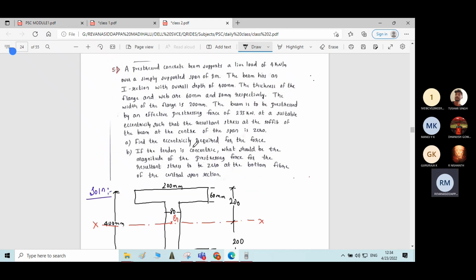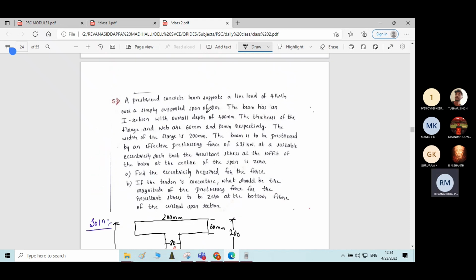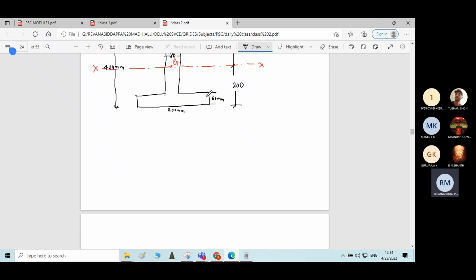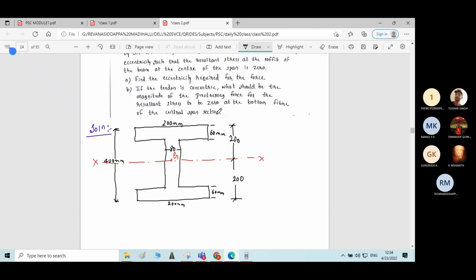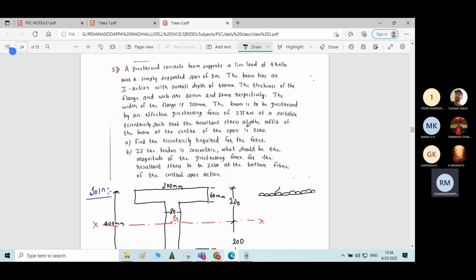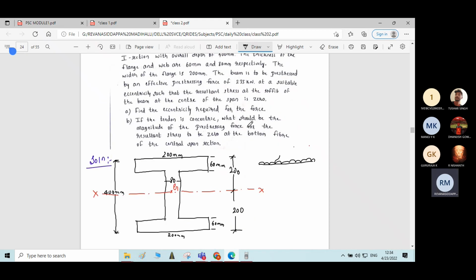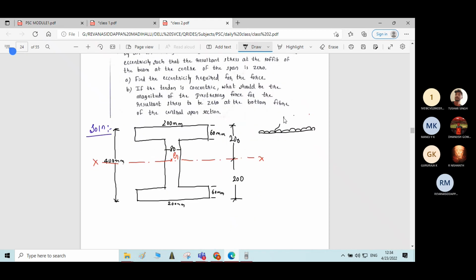It is a simply supported span of 8 meter. It is a simply supported beam. So in most of the PSC problems, we will have simply supported beam only. That is why we will use the wL squared by 8 formula directly. Intensity of load given is 4 kilonewton per meter, and the span is 8 meter.